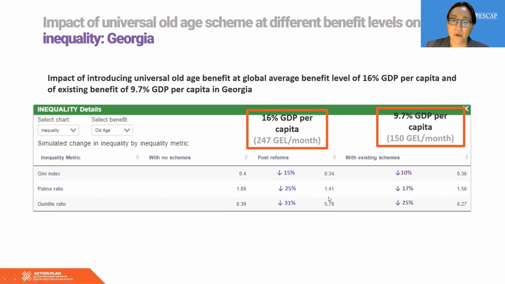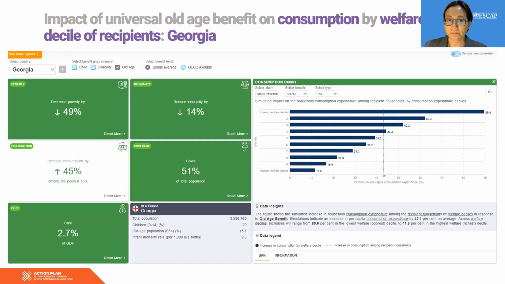But this falls to just under 6 times more for the top 20% of earners compared with the lowest 20% of earners. So there is quite a significant reduction in the gaps between the richest and the poorest earners in the country.